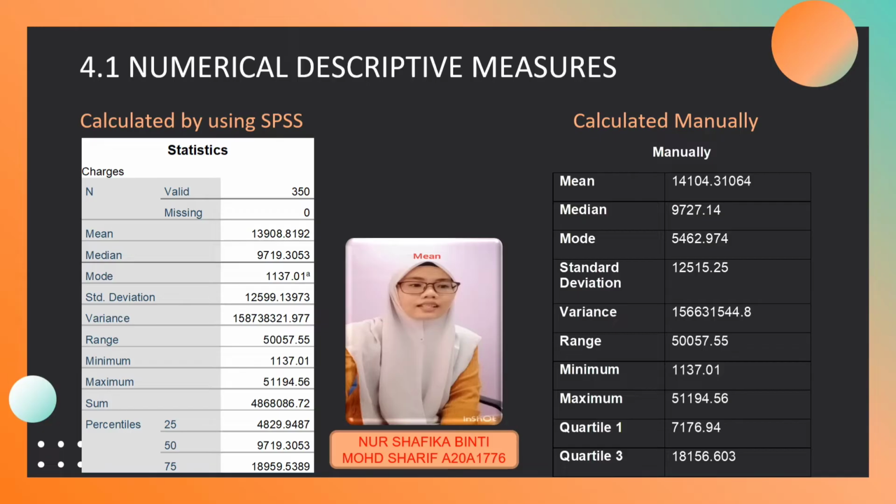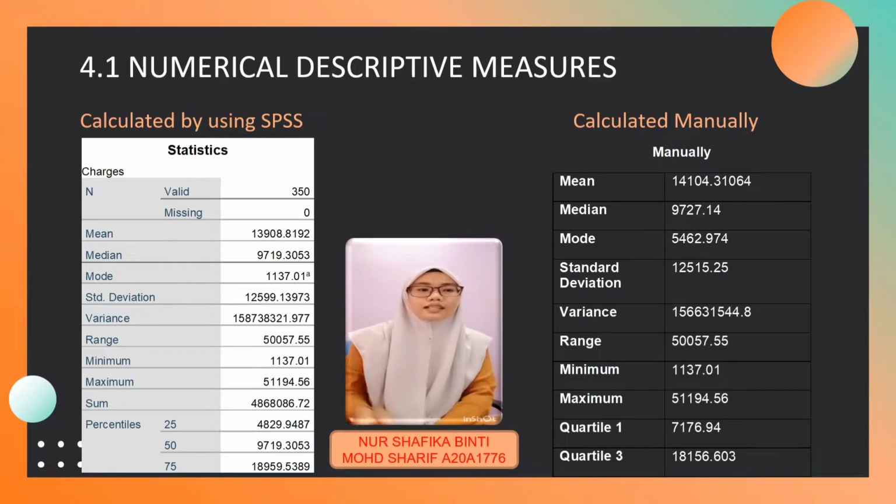The mean using SPSS for age and region is 13908.8192, while the mean using manual calculation is 14104.31064. The median using SPSS is 9719.3053, while using manual is 9727.14. The mode using SPSS is 1137.01, while using manual is 5462.974.